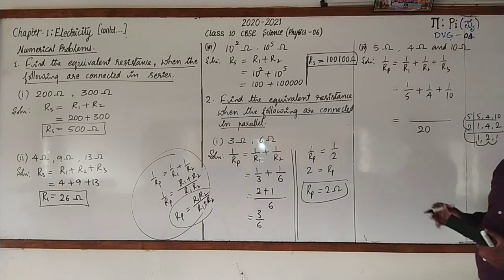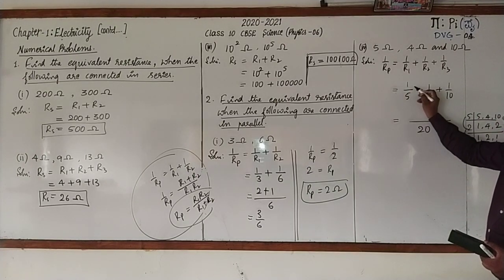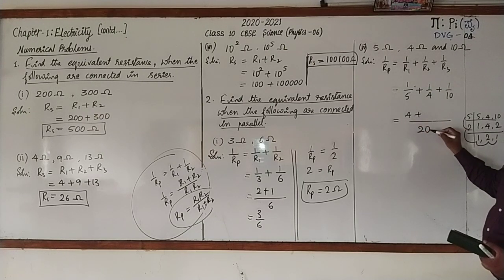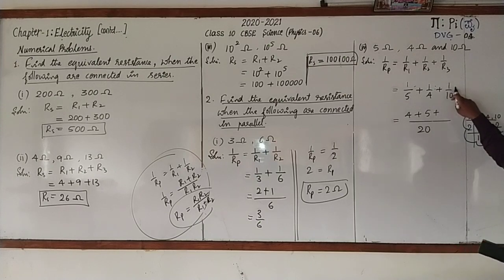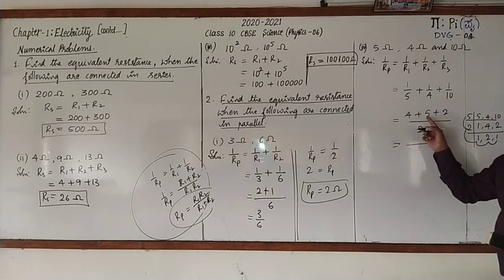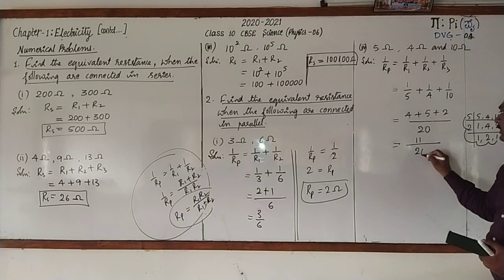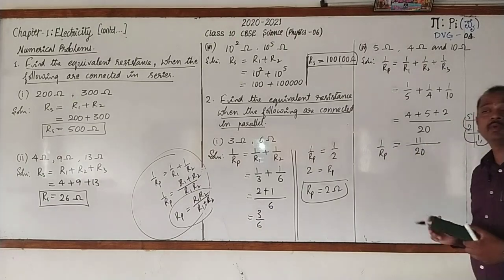Take LCM 20. Multiply this LCM with the first term: 20 by 5 is 4. Multiply 20 with the second term: 20 by 4 is 5. Multiply 20 with the third term: 20 by 10 is 2. It is equal to, add them. 4 plus 5 is 9, 9 plus 2 is 11. So 11 by 20. So 1 by Rp is equal to 11 by 20.